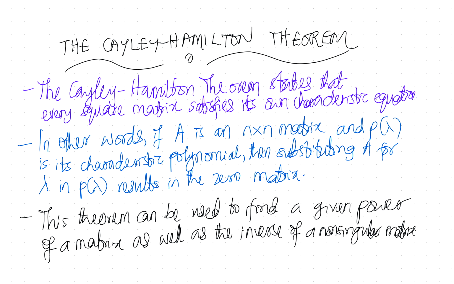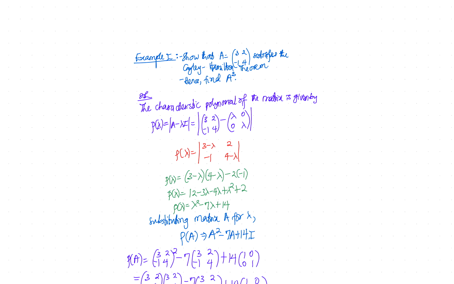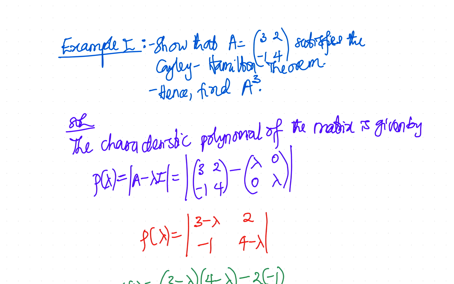Okay, so let's see our first example. It's a 2 by 2 matrix. You want to show that A is 3, 2, minus 1, 4 satisfies the Cayley-Hamilton theorem. We already know that once it is a square matrix, it has to satisfy the Cayley-Hamilton theorem. And since you also know that you can find higher powers of the matrix, here the question is also going further to ask you to find A raised to power 3.